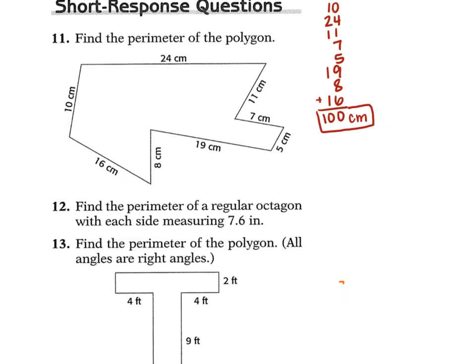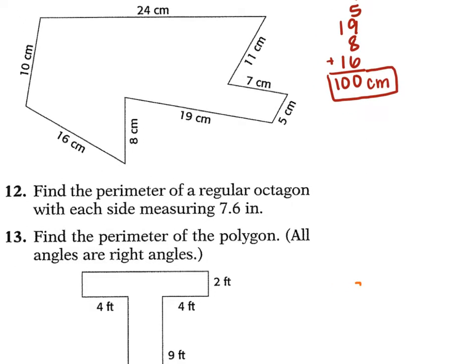12 says to find the perimeter of a regular octagon, that's 8 sides, with each side measuring 7.6 inches. So we can do 7.6 times 8. The 8 times 6 is 48. Then 8 times 7 plus 4 is 60. We have 1 decimal point, so our answer should have 1, and our unit of measure is inches.